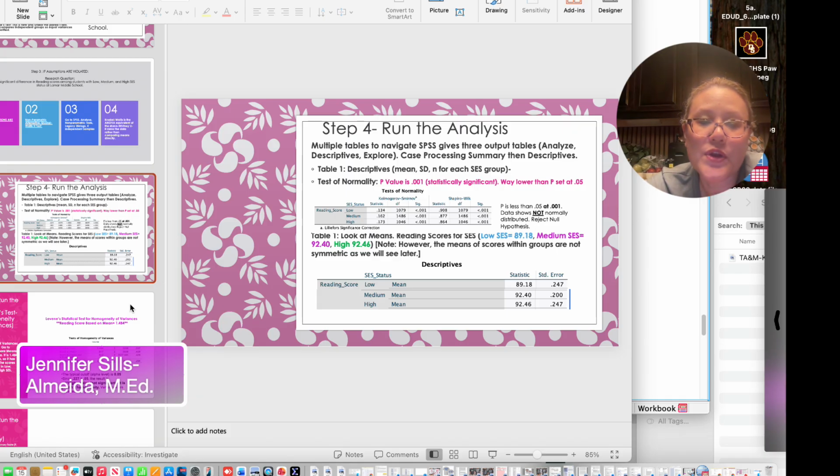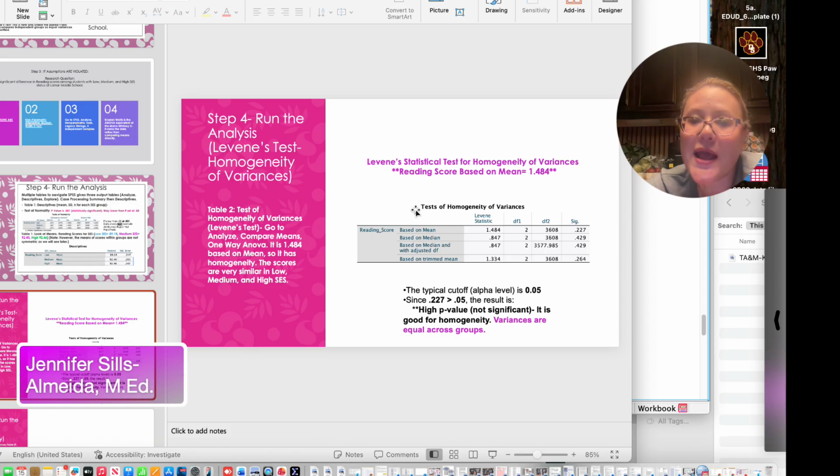Next, we're going to go into Levene's test, and I'll be explaining that in the next video, but I did want to let you know that we will be talking about it. Here you'll see the significance, 0.227, for Levene's test, compared to 0.05.